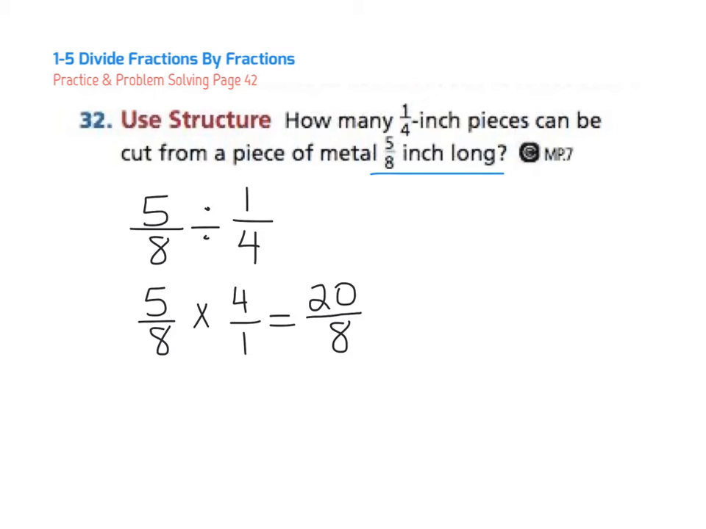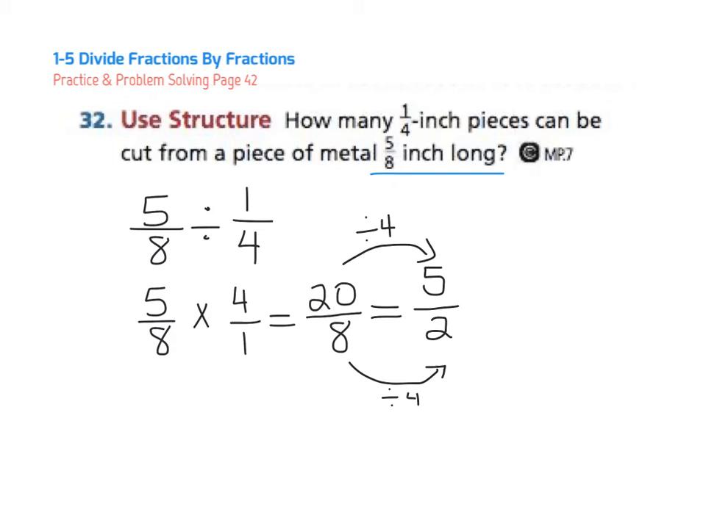20 and 8, I believe they both have a factor of 4. So to find an equivalent fraction, I need to divide the top and bottom by the same number. So I'm going to divide by 4. I'm going to do the same thing on the top as I do on the bottom. 20 divided by 4, well, that's 5. 8 divided by 4 is 2. So I have the improper fraction 5/2.